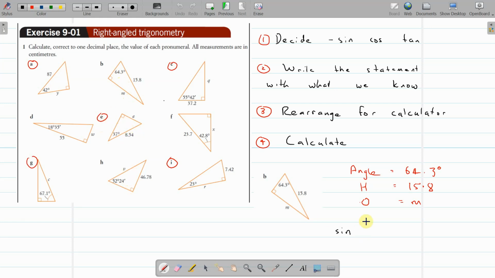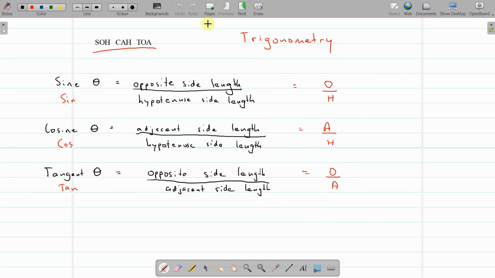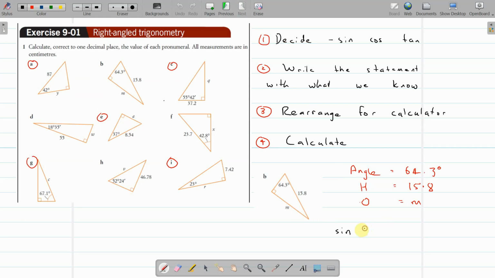So what do we do now? You can do that for E. Step 2, write the statement with what we know. Well, the sine of an angle, so let's put our angle, equals opposite on top, which is M, the one we don't know, and the hypotenuse length on the bottom. There we are, step 2 done. Write the statement with what we know. So the sine of the angle equals M, which is the opposite side, over 15.8, the hypotenuse.